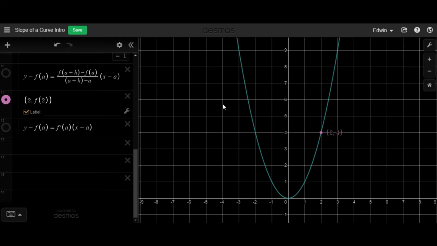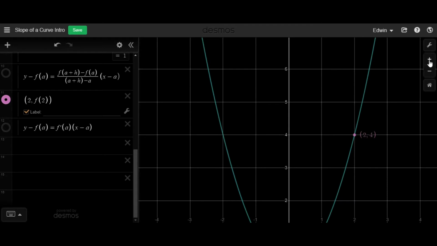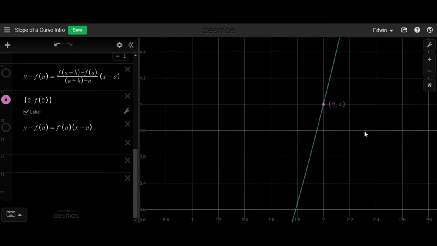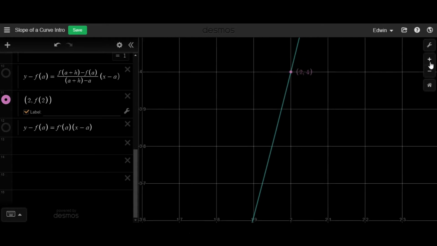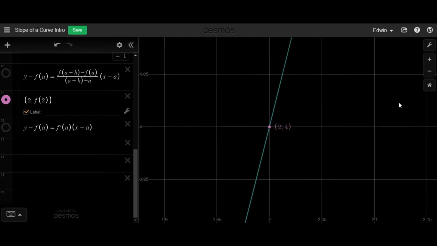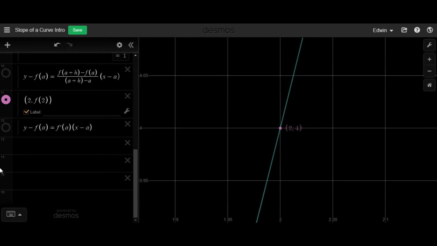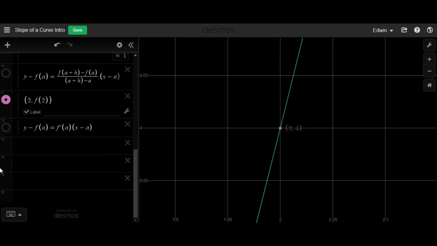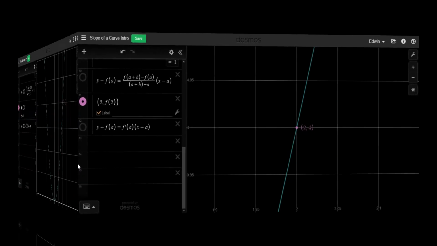I think we'll just zoom in because there's one thing that's really important to understand about calculus. Once we zoom in on a curve, you can see that at the point (2, 4), it starts to not really look like a curve anymore. It looks like a straight line, and we call that local linearity, which basically means exactly what I'm showing you here. If you zoom in on a curve, it eventually starts to look like a straight line.